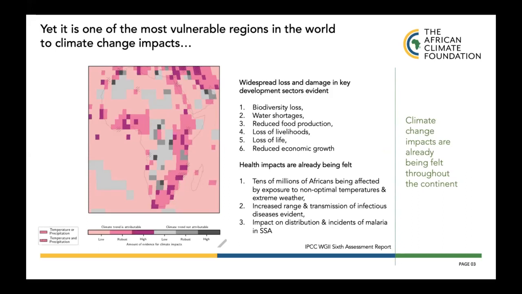So tens of millions of Africans are being affected by exposure to non-optimal temperatures and extreme weather. We're seeing increased range and frequency of infectious diseases, and we're seeing a wider distribution and more incidence of malaria. And unfortunately, things are set to get worse.